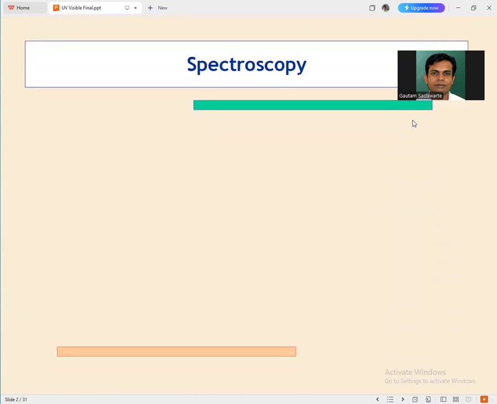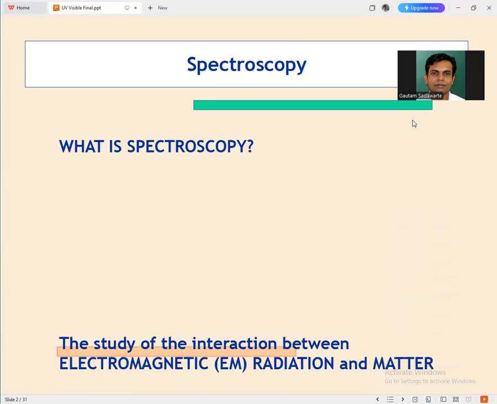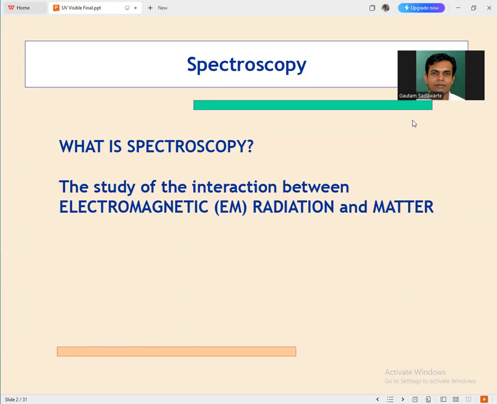So before starting, we must know what is spectroscopy. What is spectroscopy? Spectroscopy means the study of interactions between electromagnetic radiation and matter. I think all of you know very well what matter is. Anything that exists in nature which has a shape and volume, which occupies space, is called matter.